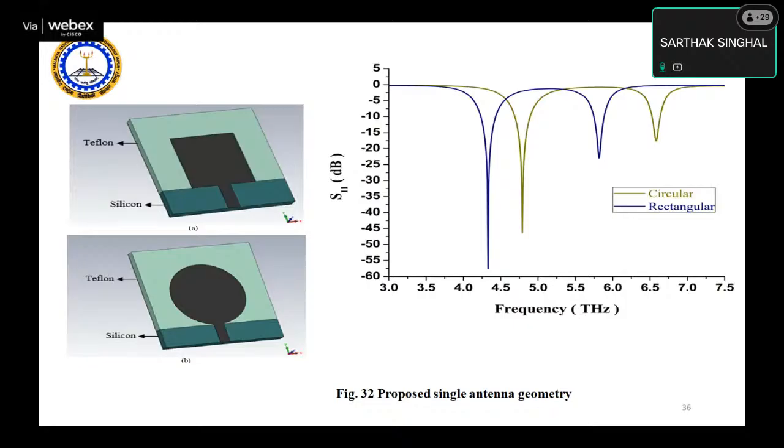Then two materials were discussed, that is Teflon and silicon as the substrate for these terahertz frequencies. When only the single monopoles were compared, the rectangular one was giving a better performance, but in general, the performance of the circular antennas is better than the rectangular ones.